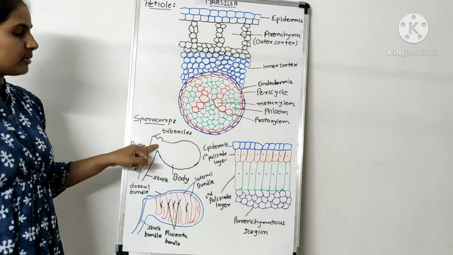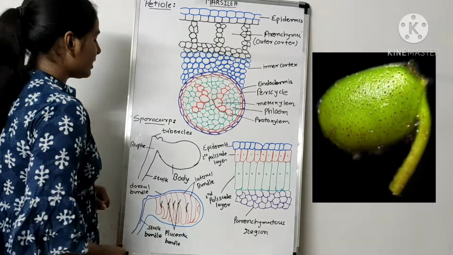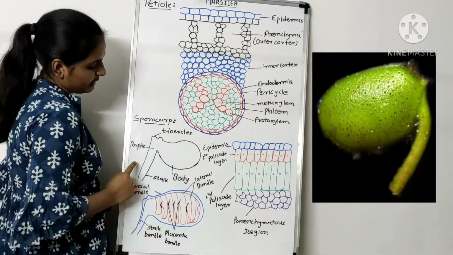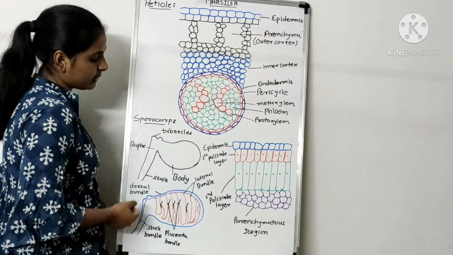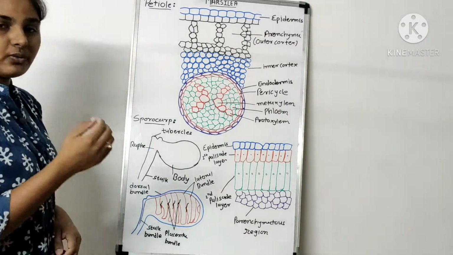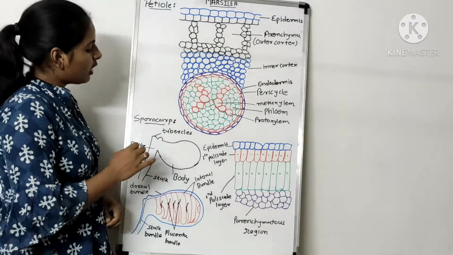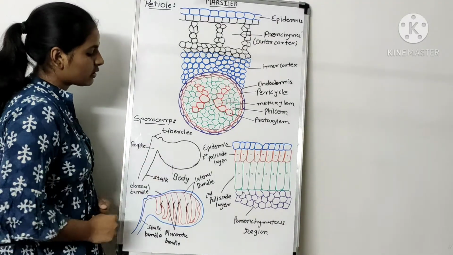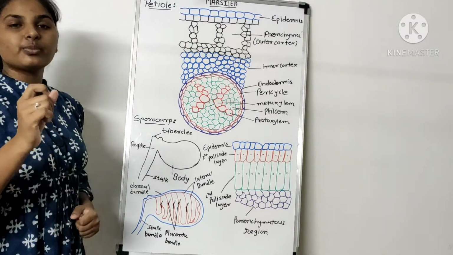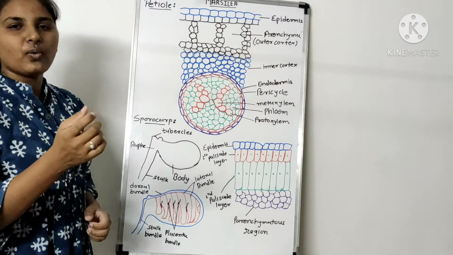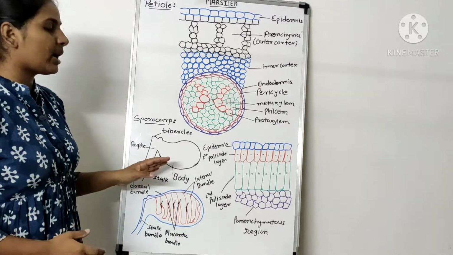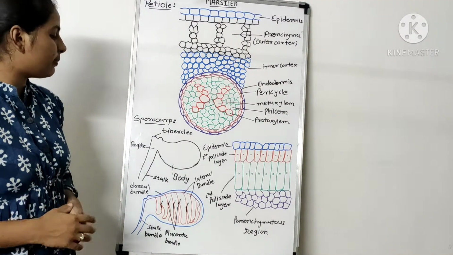This is the outer structure. The outer structure has a body, raphe, stalk and tubercles. Okay, now we talk in more depth. This is the sporocarp body. The sporocarp is oval and bean shaped. The sporocarp body is oval and bean shaped.